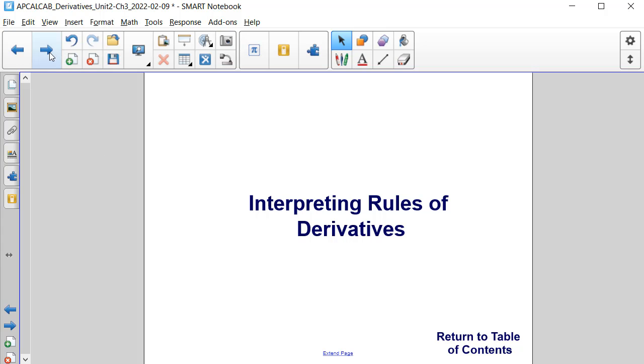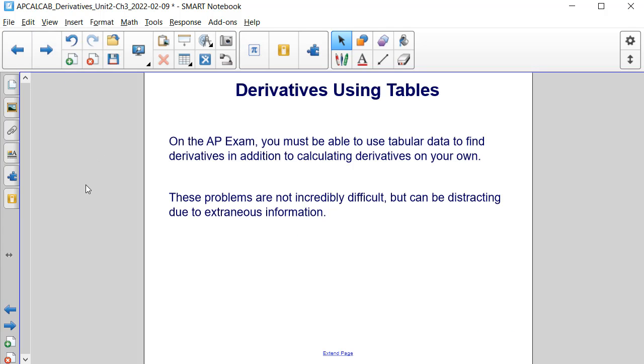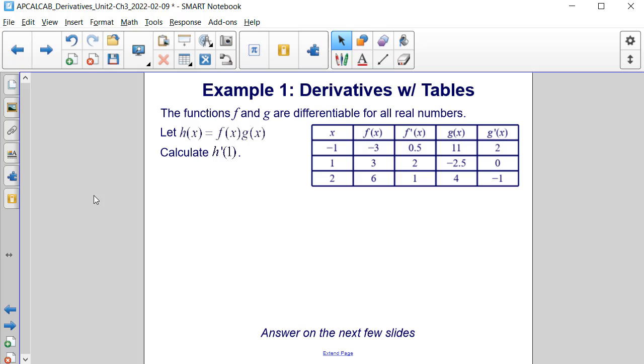Interpreting rules of derivatives. On the AP exam, you must be able to use tabular data to find derivatives, in addition to calculating derivatives on your own. These problems are not incredibly difficult, but can be distracting due to extraneous information, or information that you don't necessarily need. Let's try an example to see this in action.